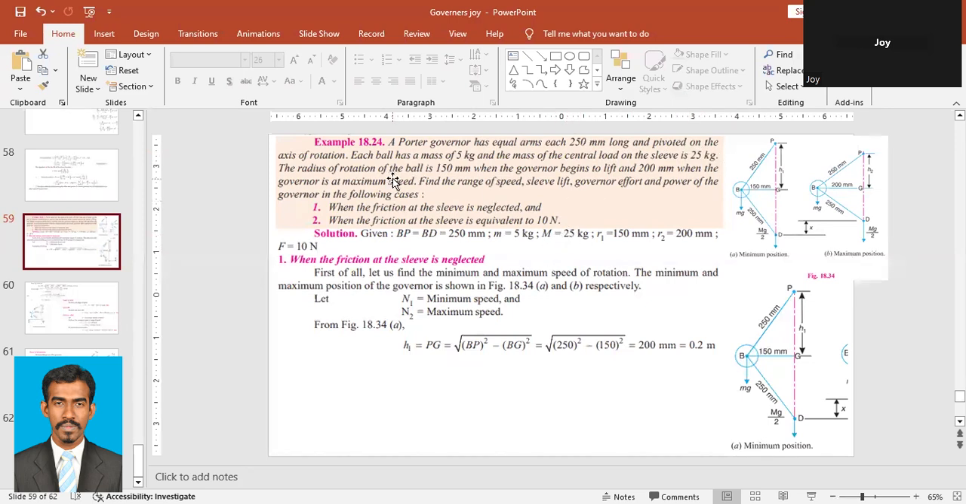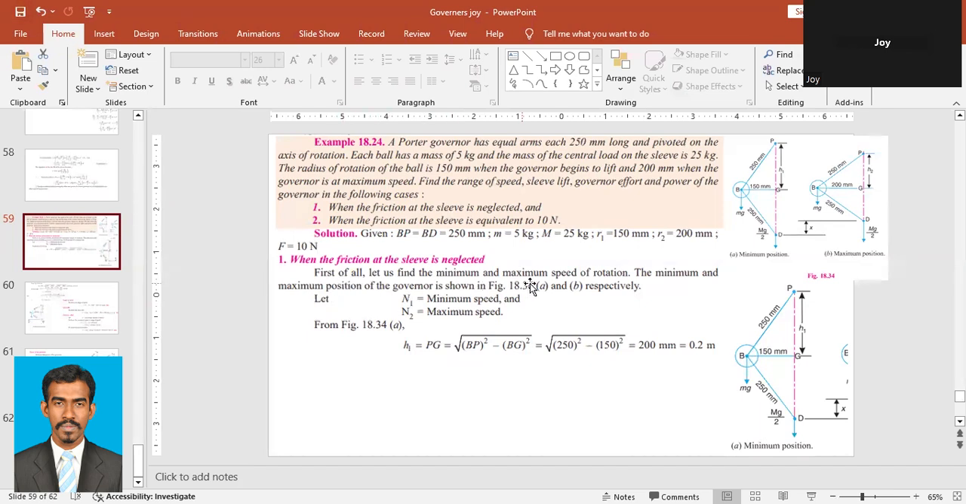And when the ball begins to lift, 150 millimeter, so R1 at point 1 is 150 millimeter, and at point 2, at the maximum speed, it is 200 millimeter. So R2 is 200 millimeter. For the second part of the question, the frictional force is 10. So for the first part, we don't need this. We have to find the range of speed, sleeve lift, governor effort, and the power of the governor.